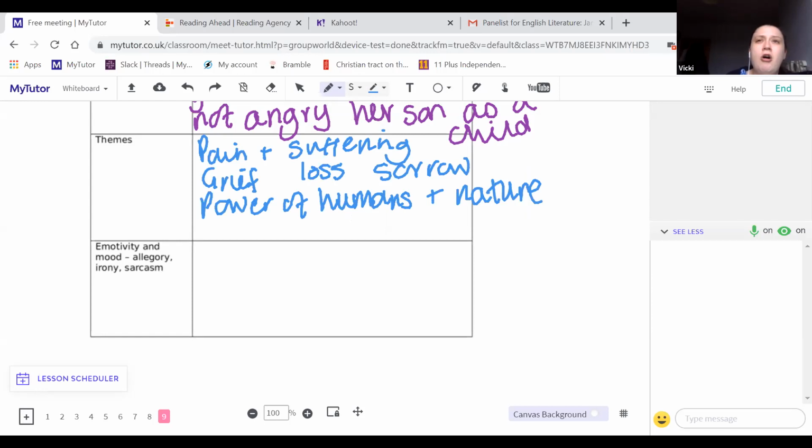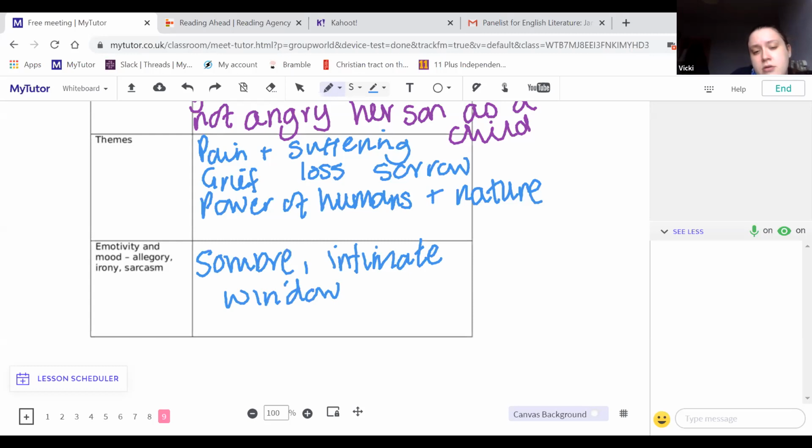Emotivity. So what's interesting is I don't think there's a political message in this. I think this is very much a personal letter to her son. So I think this is very somber, but I think it's really quite intimate. And because it's directed at him, it's almost like a window into her mind, her thoughts.